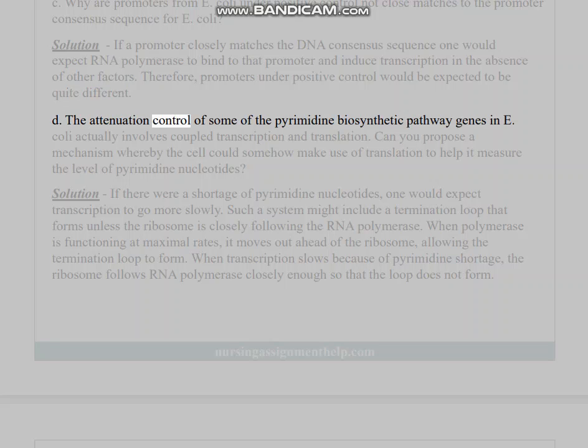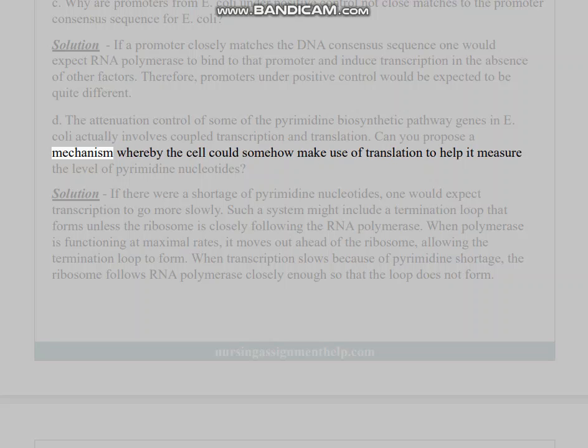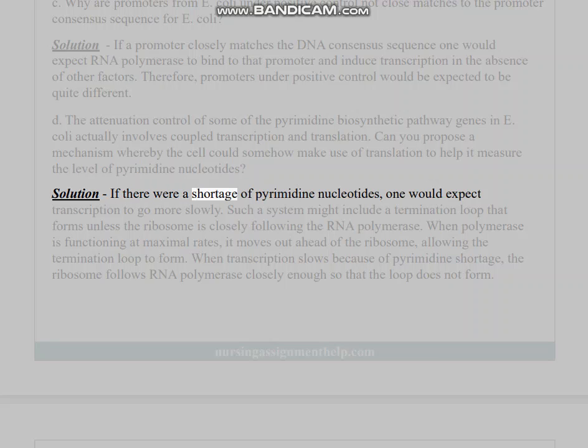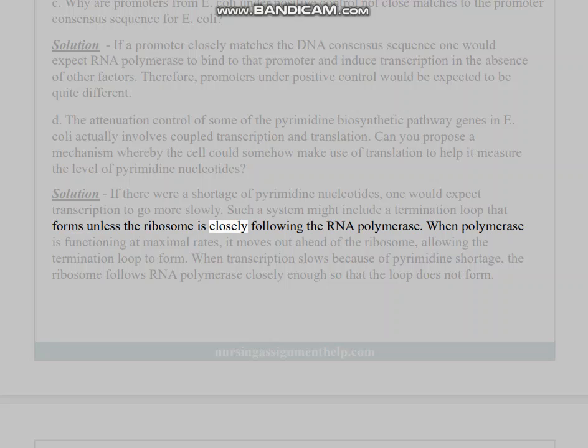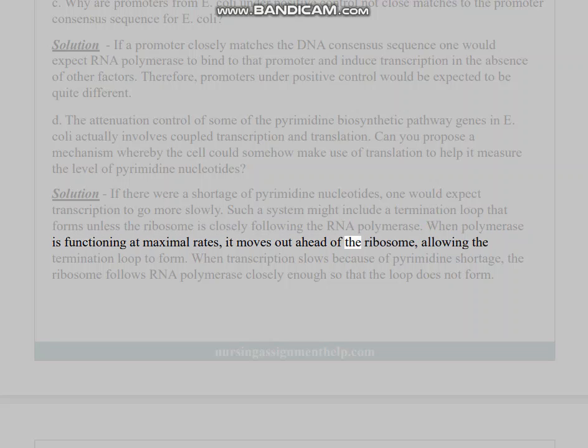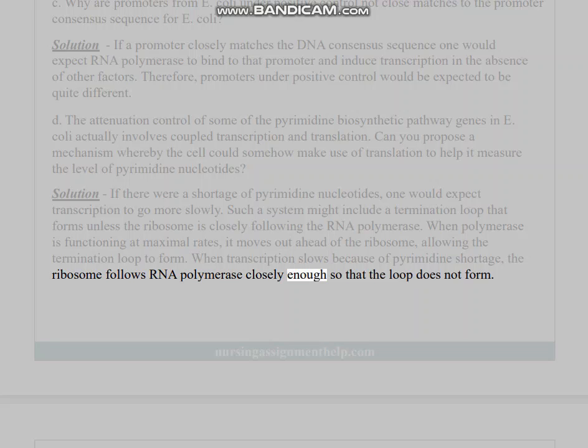D. The attenuation control of some of the pyrimidine biosynthetic pathway genes in E. coli actually involves coupled transcription and translation. Can you propose a mechanism whereby the cell could somehow make use of translation to help it measure the level of pyrimidine nucleotides? Solution: if there were a shortage of pyrimidine nucleotides, one would expect transcription to go more slowly. Such a system might include a termination loop that forms unless the ribosome is closely following the RNA polymerase. When polymerase is functioning at maximal rates, it moves out ahead of the ribosome, allowing the termination loop to form. When transcription slows because of pyrimidine shortage, the ribosome follows RNA polymerase closely enough so that the loop does not form.